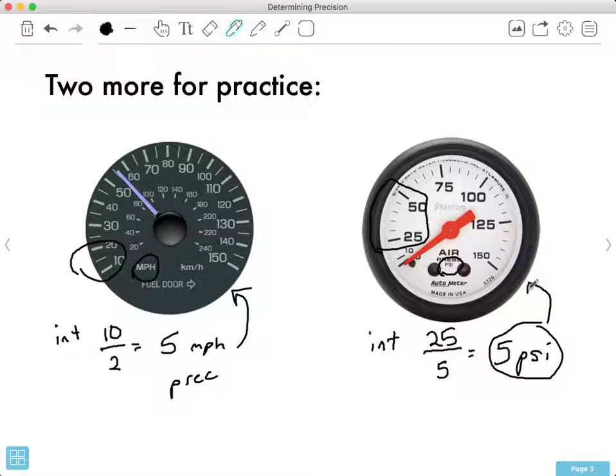Again, these were picked on purpose because they both have a precision of 5 of whatever unit they're measuring, but you can see this one uses fewer ticks per interval than this one does. So again, precision when you're looking at a measuring device is simply what is the size of one of these ticks? That's what you're asking. So in this case, it's 5, 10, 15, 20, 25. 5 is the size of one of my ticks.